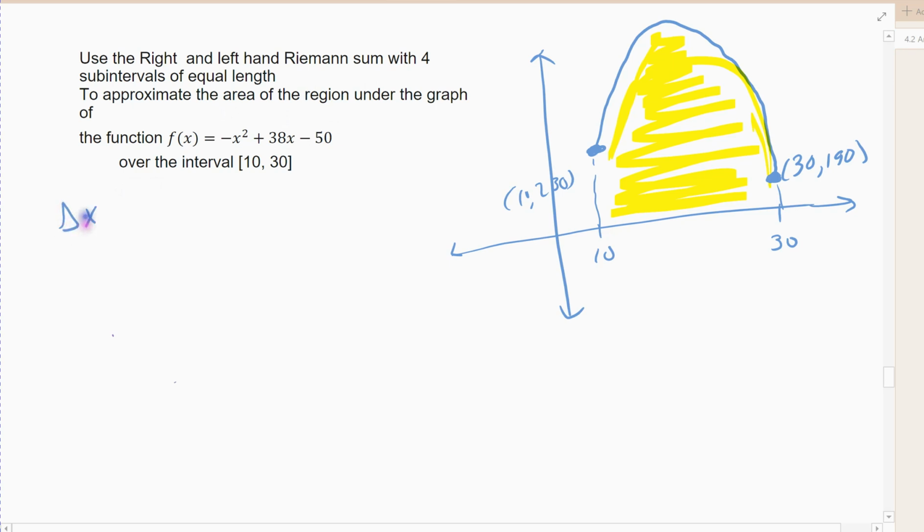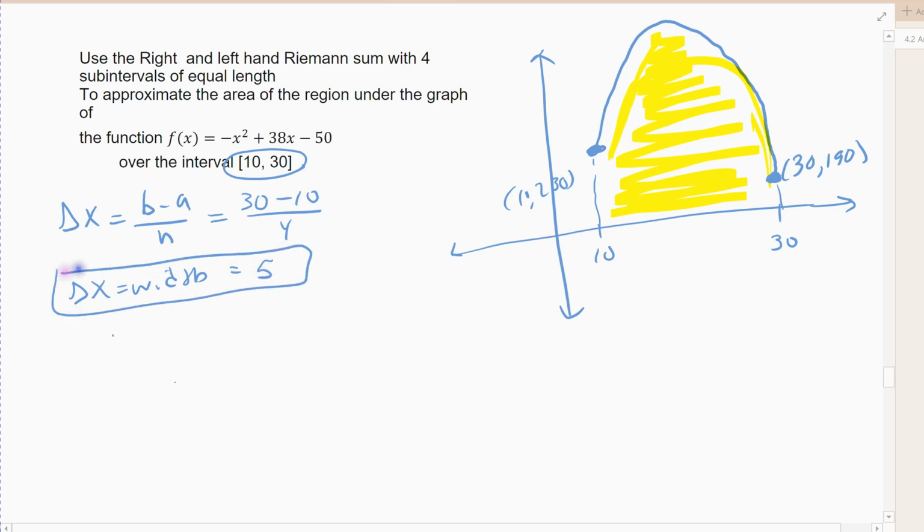My change in x is, remember, b minus a over n, where n represents the number of intervals I want. B and a are my endpoints, 30 and 10, so it's 30 minus 10 over 4. And so my change in x, which is my width, comes out to 20 over 4, which is 5. So each of my rectangles will have a width of 5 units. And so what we do is, we break this down into 4 intervals.